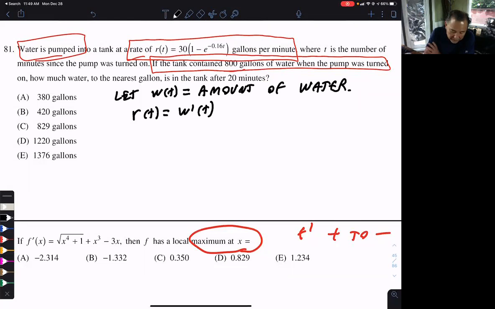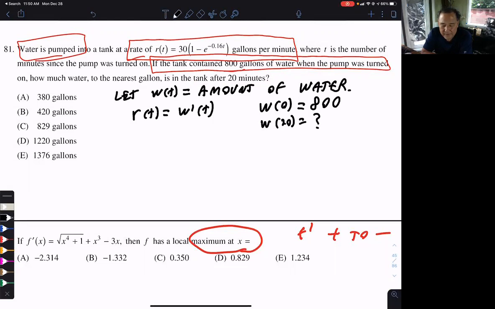The amount of water at the beginning, we know at the beginning there were already 800 gallons of water. They tell us that right here. 800 gallons to start with. They want to know how much water is in the tank after 20 minutes. They want to know W of 20.